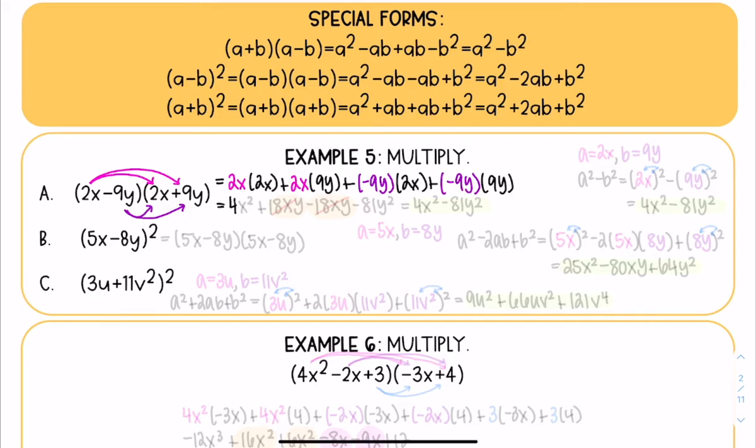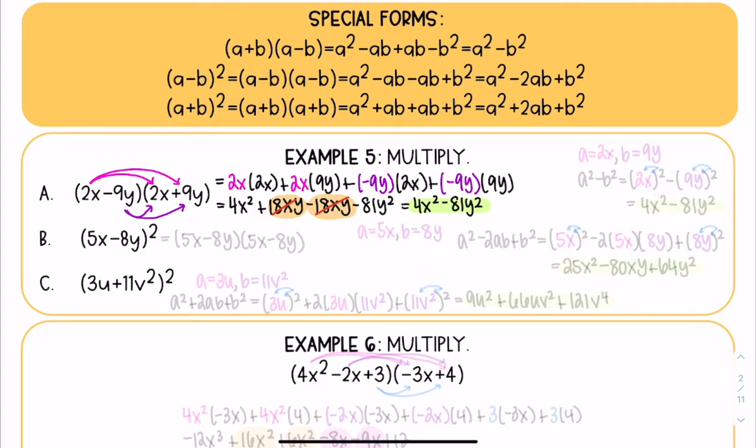So we end up getting 4x squared plus 18xy minus 18xy minus 81y squared. We have our like terms in the middle, but these end up canceling, and we're just left with 4x squared minus 81y squared. So I didn't utilize the formula at all. I just went ahead and multiplied this out. So if you ever get stuck, you can always just multiply.